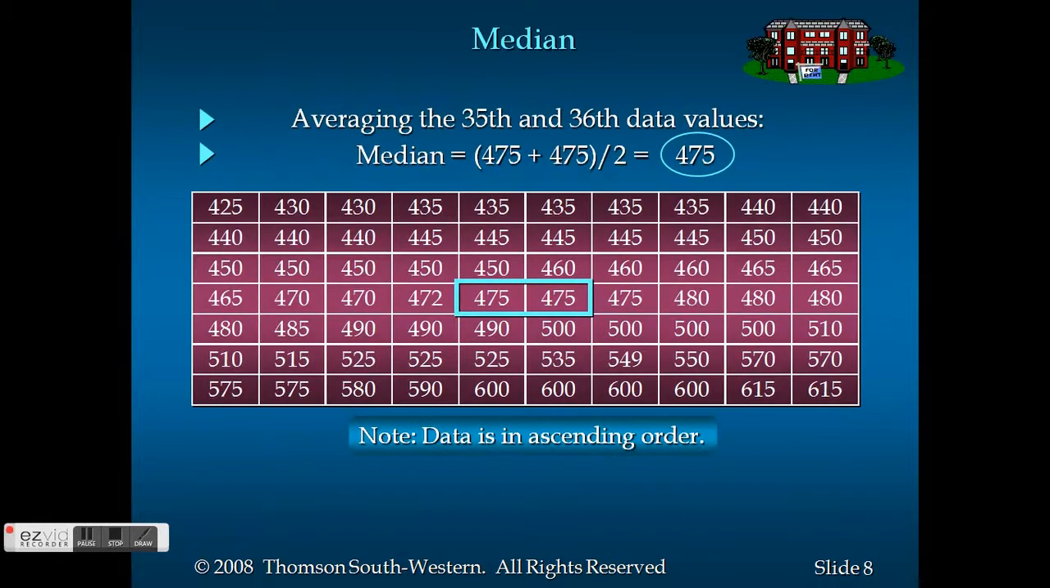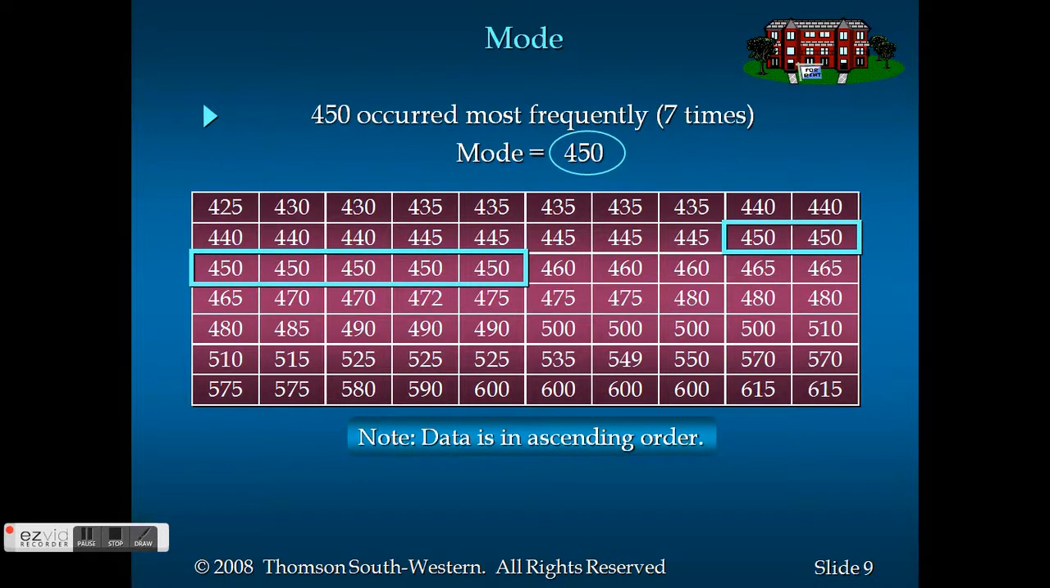In this case, that's exactly what's going on. We have 70 data points, and so that's an even number of values. You want to take the average of the middle two numbers, which is the 35th and 36th place. In this case, both the 35th and the 36th place is 475, so the median is 475 because that's the average of the two numbers. Mode is the number, or I should say the value in the data set, that occurs most frequently. In this case, 450 occurs most frequently, 7 times in this example.